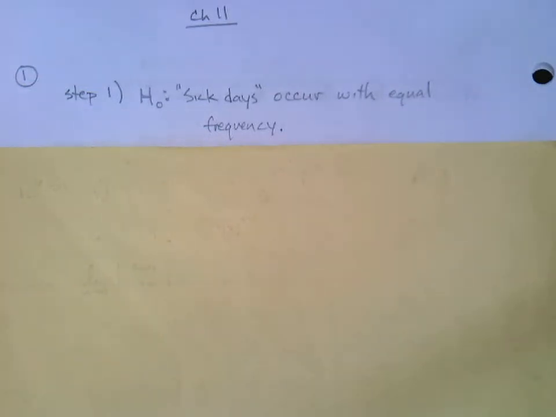So here comes chapter 11. In chapter 11, it's called the chi-square distribution. Hopefully you've read about the first half of the first page of the lecture before we get to practice problem number 1.